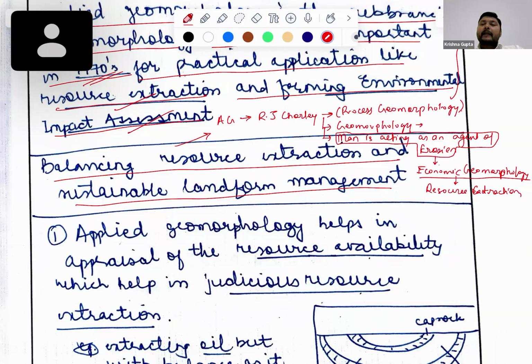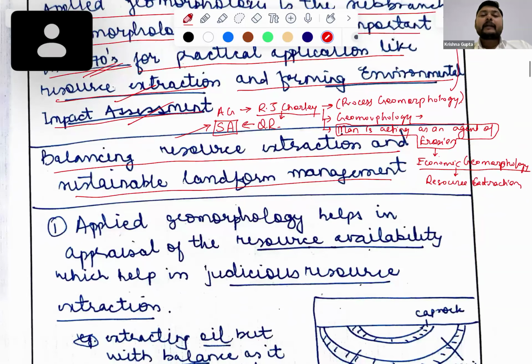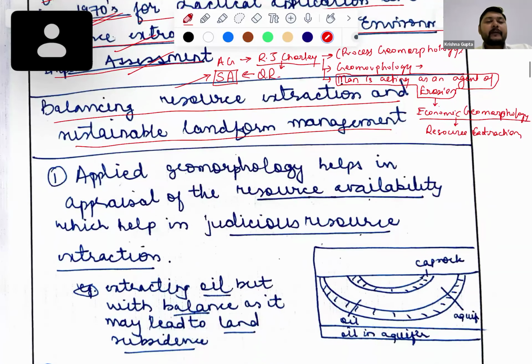Now we can trace how there was the development of R.J. Shorley. He was one of the persons associated with the quantitative revolution, and he also helped in the development of systems analysis in geography. Therefore, whatever he developed from the perspective of systems analysis led to the inclusion of applied geomorphology in the study of geomorphology. Okay, now let's move forward.